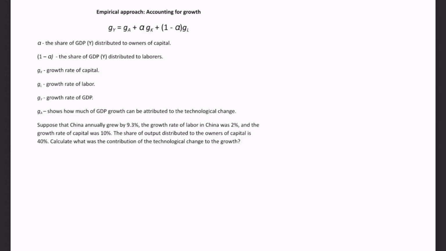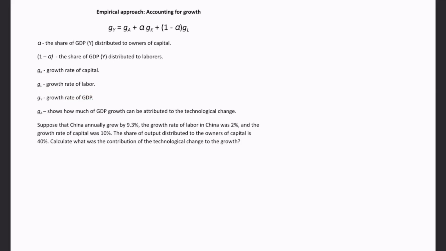Here you have the accounting formula for growth. If you look here, the breakdown of this equation is: the growth rate of GDP equals how much of GDP growth can be attributed to technological changes, plus the share of GDP distributed to the owners of capital times the growth rate of capital, plus 1 minus A, which is the share of GDP distributed to laborers, all times the growth rate of labor. So that is the breakdown of the equation.